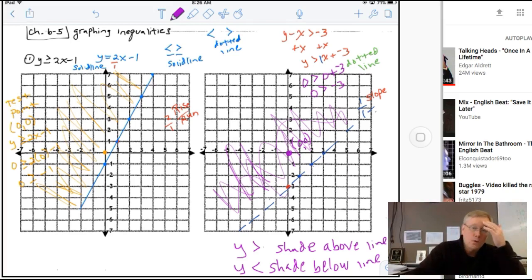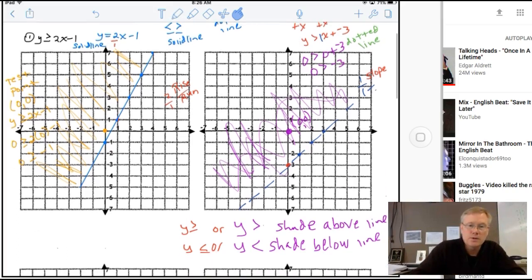And I said, does that always work? And my algebra teacher said, yeah, it does. As long as you've got y all alone on one side of the inequality, that always works. Now, it could have the line underneath it, in which case nothing changes. It'd be the same thing. So if it's one of those two, shade above the line. Y is less than or equal to.